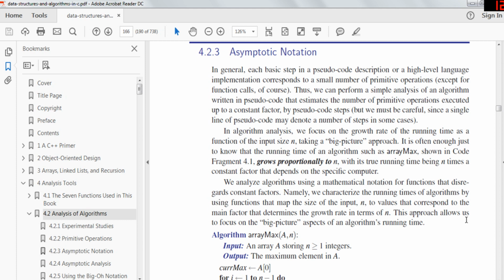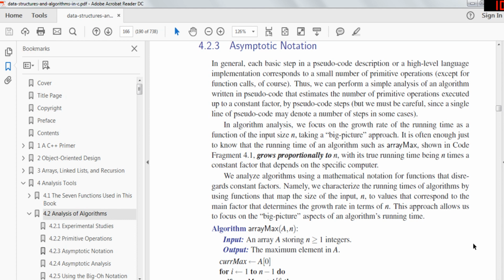Okay, taking a bigger approach. It's often enough to just know that the running time of an algorithm, such as arrayMax shown in the code, grows proportionally to n, with its true running time being n times a constant factor that depends on the specific computer. We analyze algorithms using a mathematical notation for functions that disregards constant factors. Namely, we characterize the running time of an algorithm by using functions that map the size of the input n to values that correspond to the main factor that determines the growth rate in terms of n. This approach allows us to focus on the big picture aspects of an algorithm's running time.